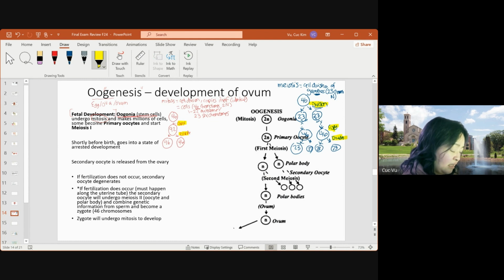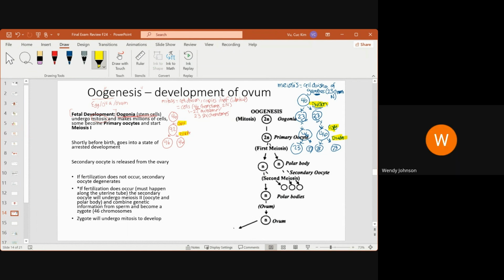So from one cell, it's going to have four cells that are half, because you would expect these to combine with the other sex cell. So these were sperm cells. You would expect these sperm cells to try to combine with an egg cell. Does that make sense?